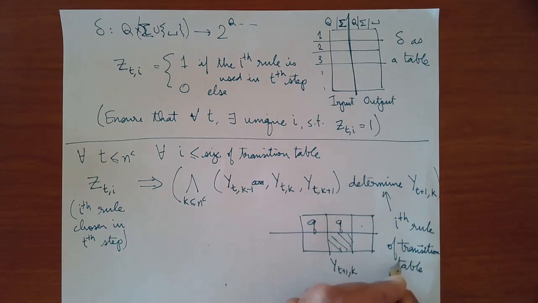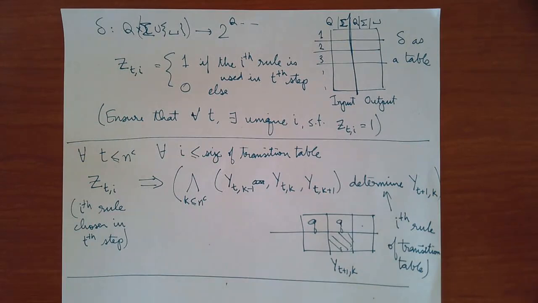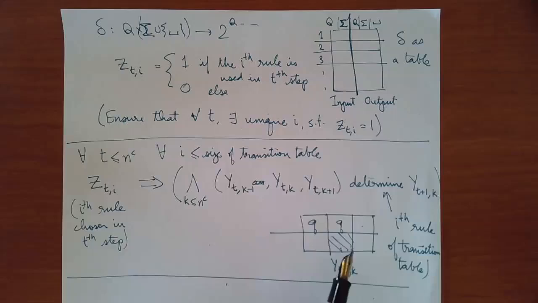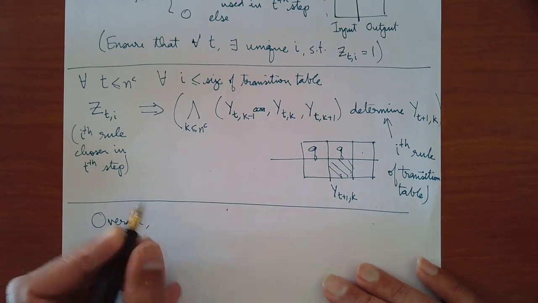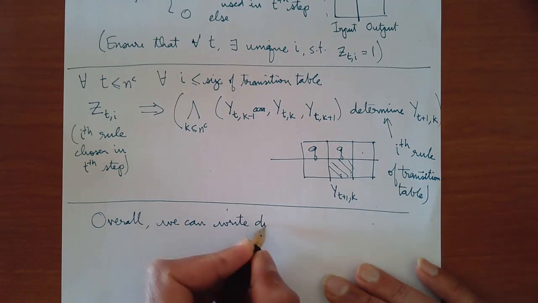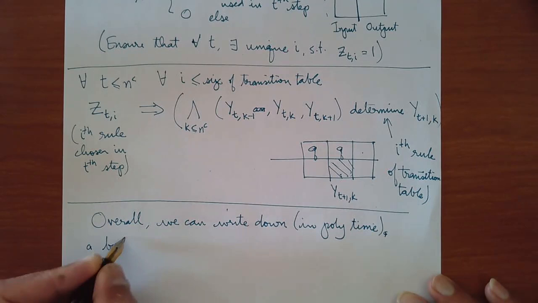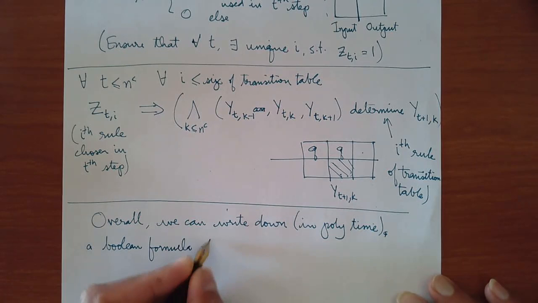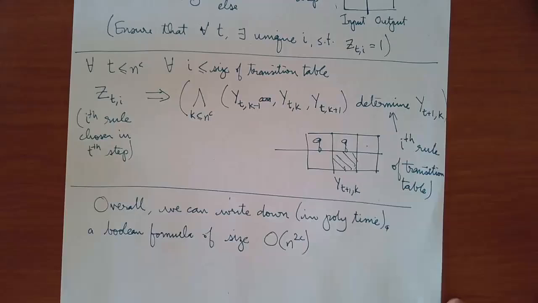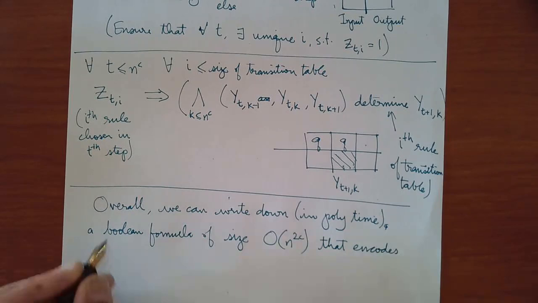So naturally, if one has to do this in all gory detail, there are lots of details to be worked out, but it's not worth me writing down all of these things. But note that as you do this, you get all of these Boolean formulas, one for each cell of the tableau. So overall, we can write down, in polynomial time, a Boolean formula of size O of n to the 2c that encodes the tableau.